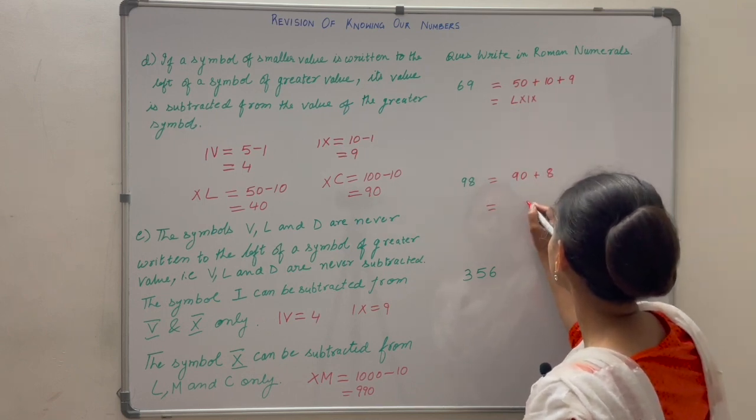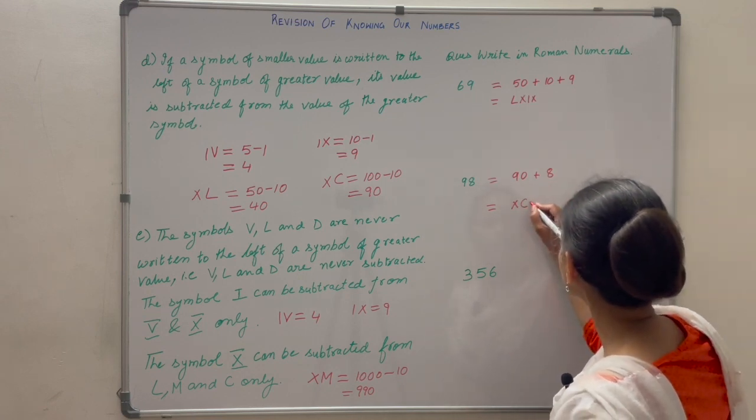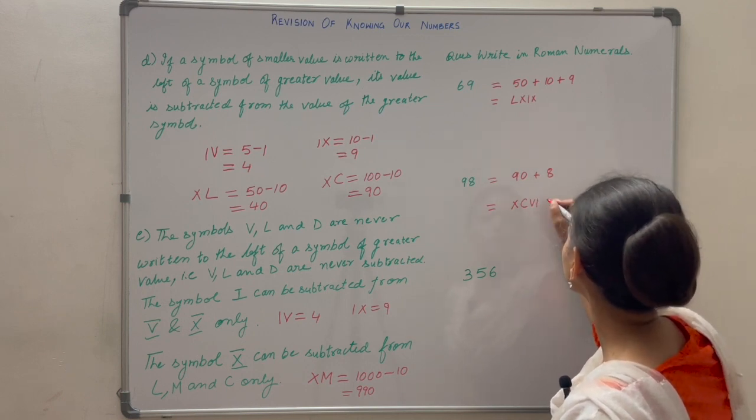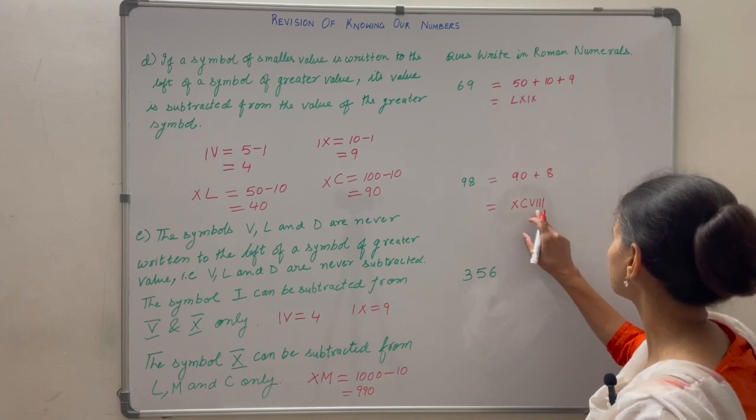90 plus 8 gives you 98. For 90, how will you write? C is for 100. This is 90. Plus 8 means smaller symbol towards right side. So 5, 6, 7, 8. So this is 98.